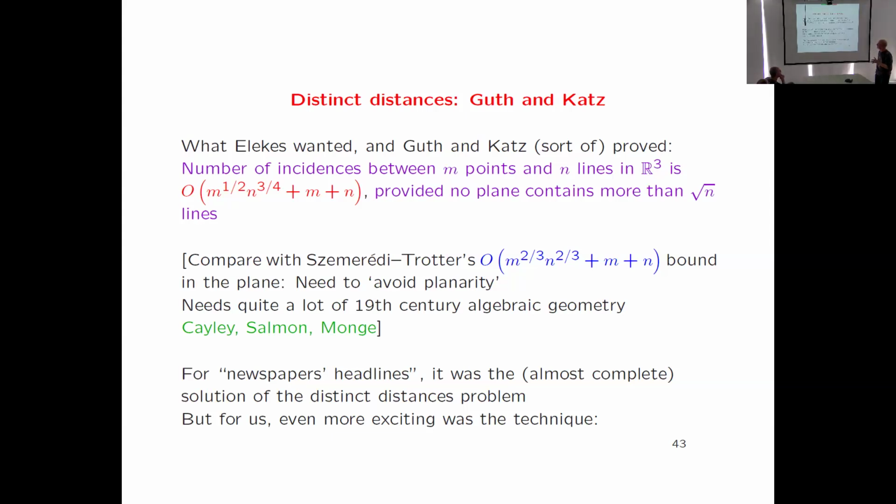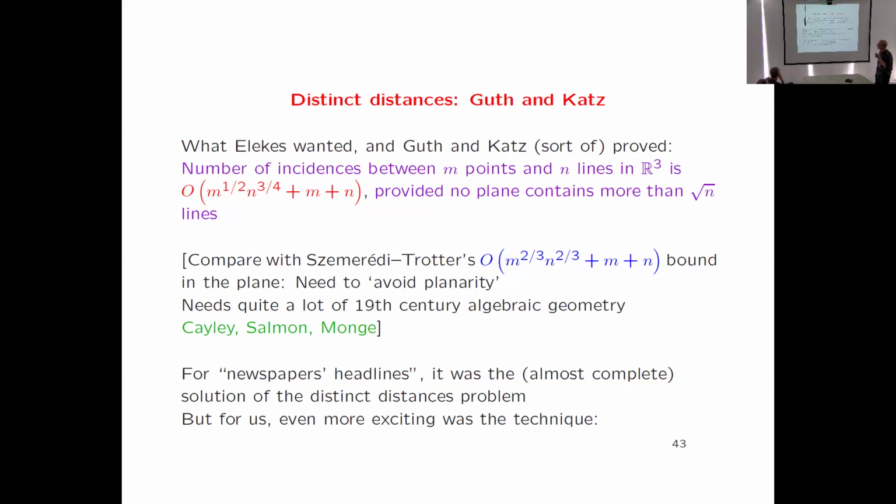They proved an equivalent thing, but it's easier for me to state it in terms of incidences. So they wanted to show that the number of incidences with m points and n lines in 3 dimensions is m to the 1/2 or to the 3/4 percent. When you work on this topic and you become an expert in fractions, you can indeed see that this is smaller than the Szemerédi–Trotter bound, but there is a catch.